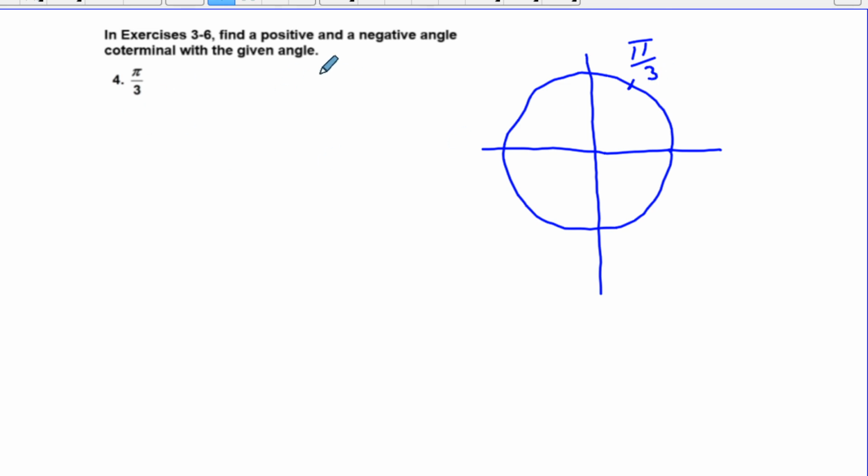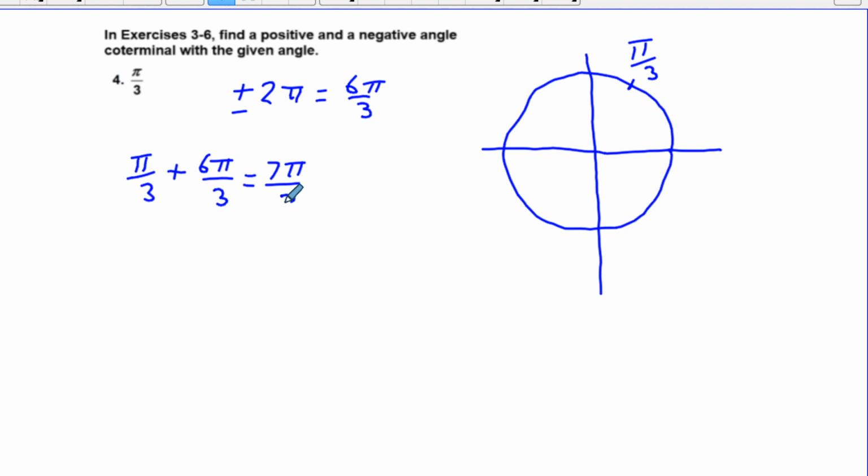So to get a positive and negative angle, if we add 2 pi or subtract 2 pi, that's going to give us a coterminal angle. And 2 pi is the same as 6 pi over 3. Well, why is that helpful to us? Because we have pi over 3, so that's going to give us a common denominator. So pi over 3 plus 6 pi over 3 is going to be 7 pi over 3.